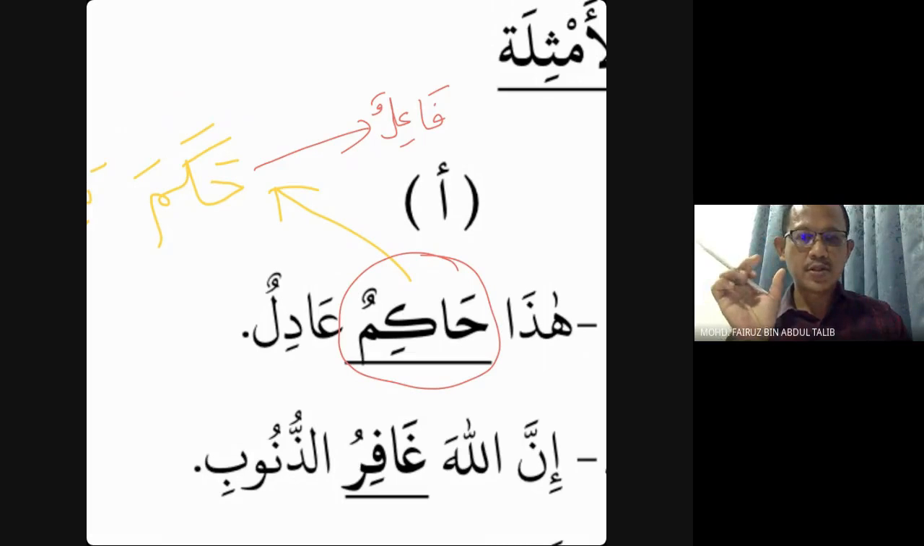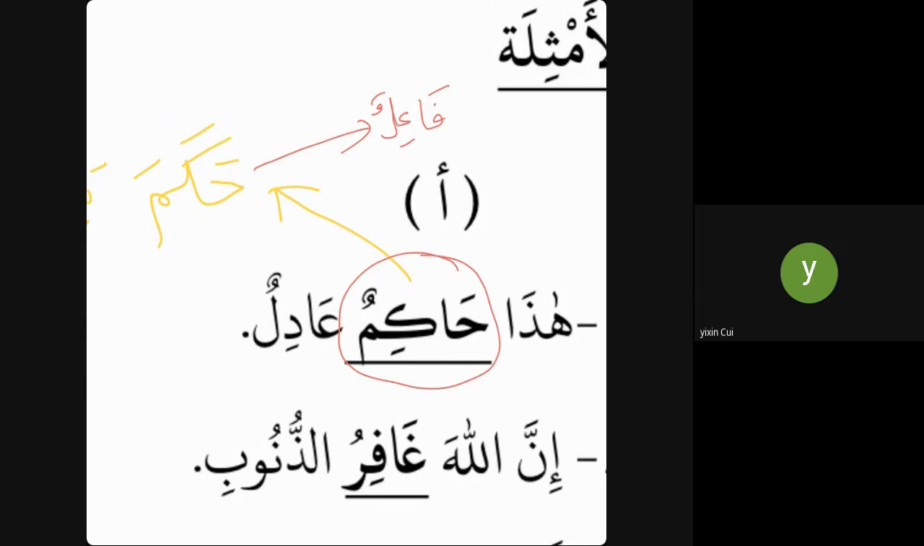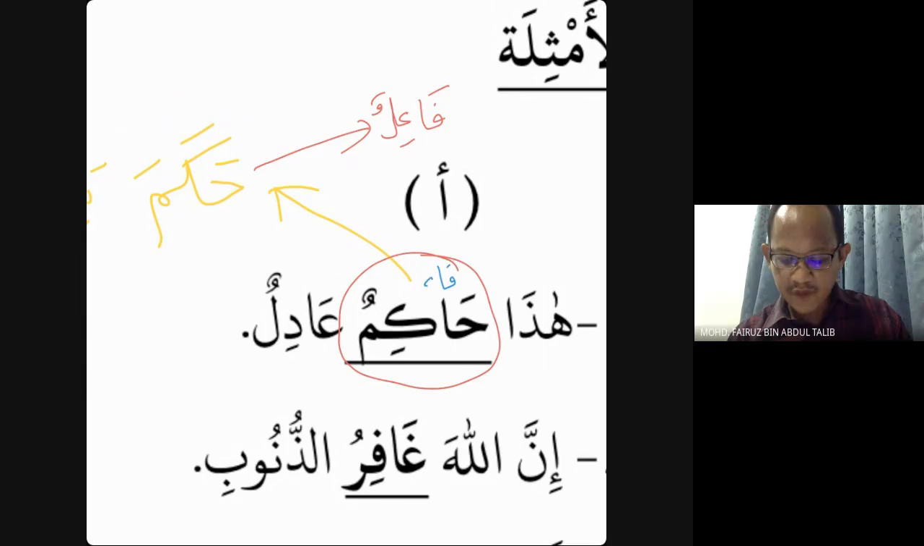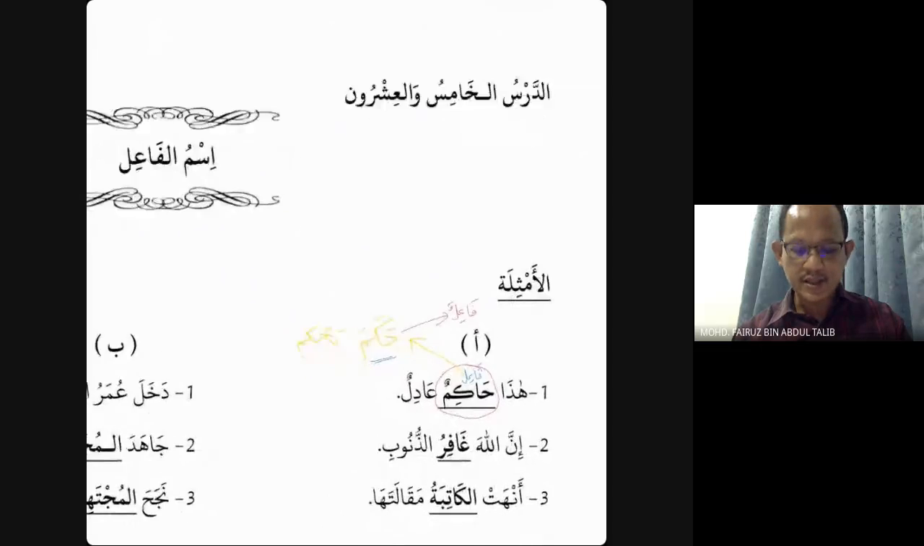So you look at the word. What is the wazan of the word? This is related to the topic of wazan that we have learned previously. This is fa'il. If the word follows this wazan, fa'il, then the meaning is the person that does that specific action. What is that action? What is the verb? The verb is hakama, the root word. You go to the dictionary. What is hakama? To rule. Then what is hakim? The ruler. This is what we mean by ismu al-fa'il.